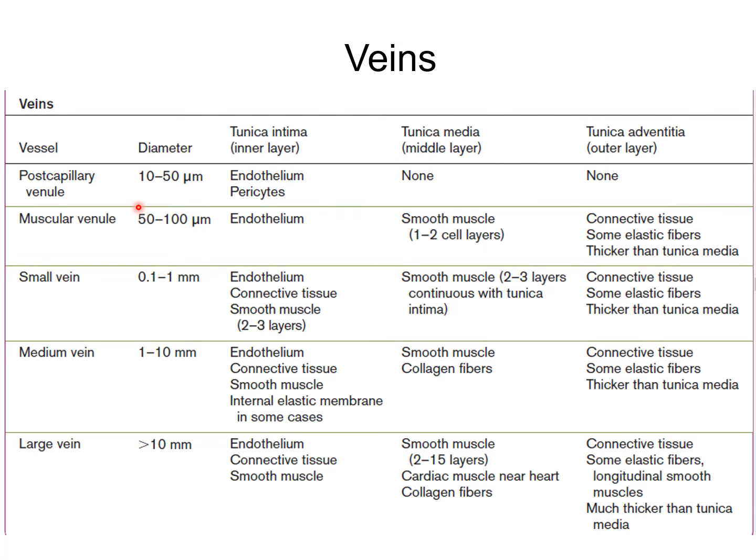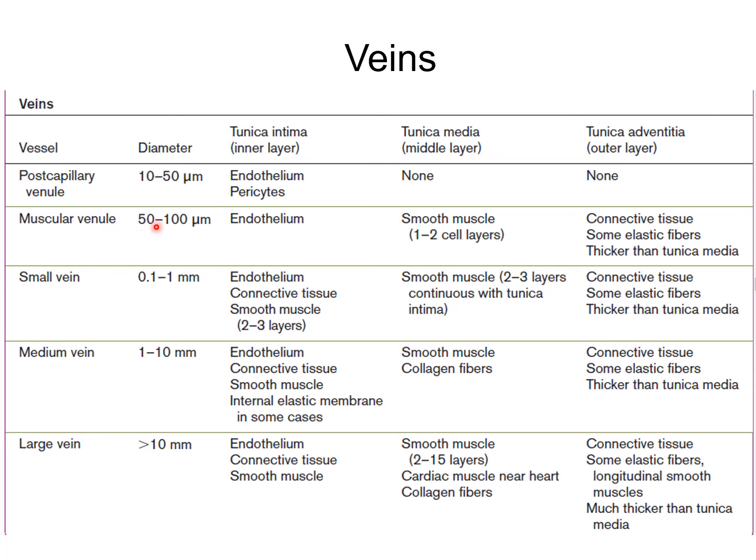In the veins, there are large veins, medium veins, small veins, muscular venule, and post-capillary venule. The post-capillary venule is 10 to 50 micrometer in diameter. It has endothelium and pericytes. In the tunica media, there is no muscle, and tunica adventitia is not there. So it has only endothelium, just like capillaries.